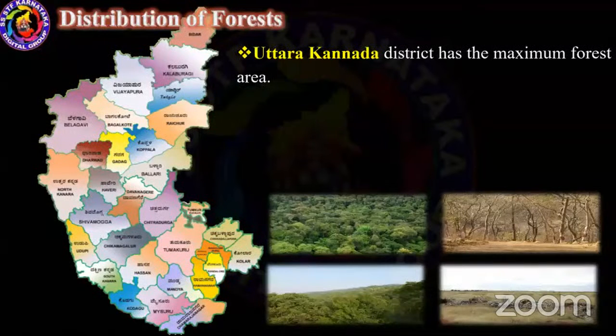In entire Karnataka, Uttara Kannada district has the maximum forest area. It means North Canara. Among all the districts here, Uttara Kannada or North Canara is first in forest region. It has the largest forest area. You can see that in the map.